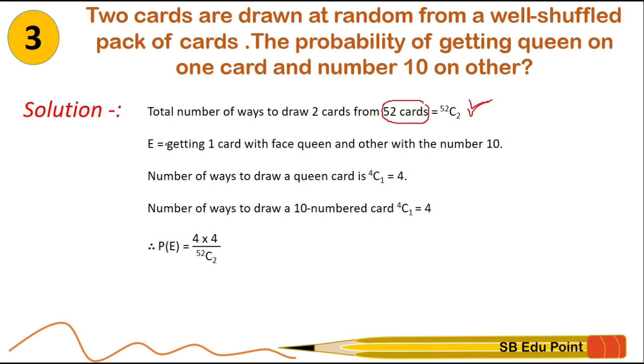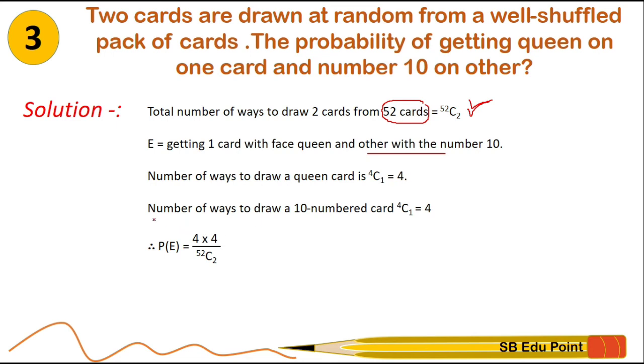The next statement saying that let E be the event getting one card of face queen and other with the number 10. We are drawing two cards and on the first card it is saying that it is of queen and the second number card it needs to be of a number 10. So number of ways to draw a queen card is 4C1. 4 because there are 4 queens, 2 of black and 2 of red. So it can be done in 4C1 ways.